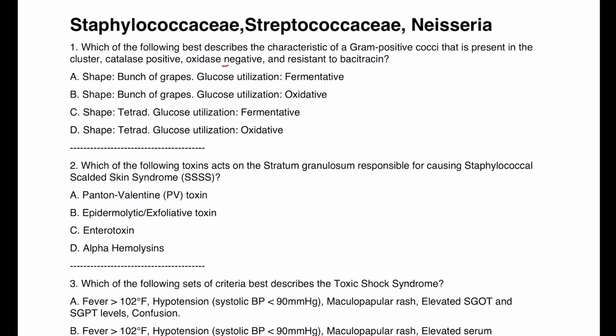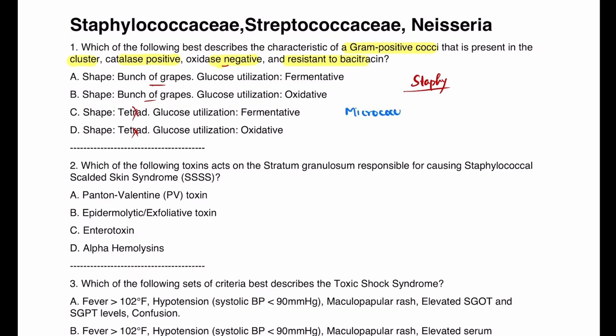The first question is, which of the following best describes the characteristic of gram-positive cocci in clusters, which is catalase positive and oxidase negative, resistant to bacitracin. Now this description is quite relevant to Staphylococcus. Okay, and this gives a bunch of grapes appearance. Tetrad appearance is seen with Micrococcus.